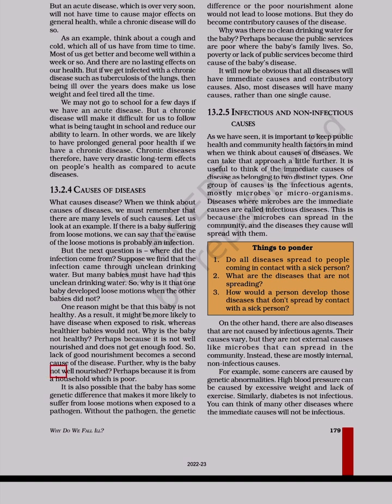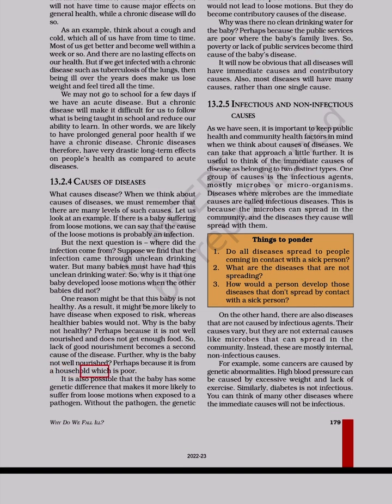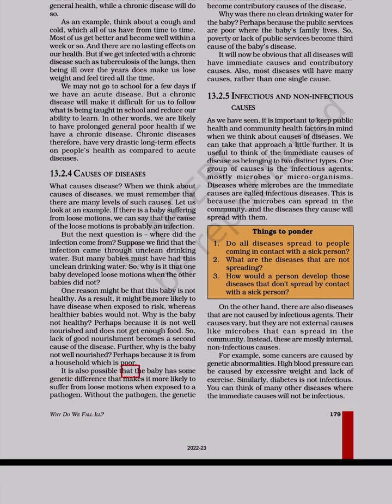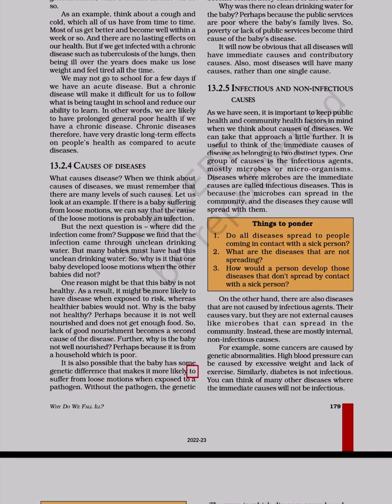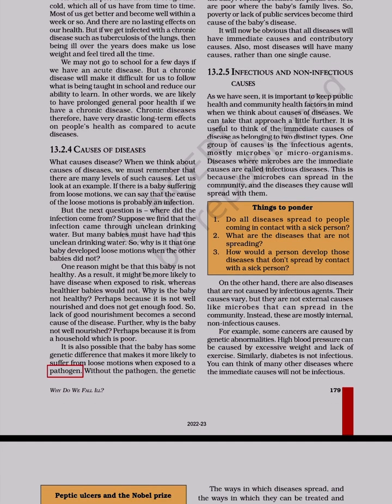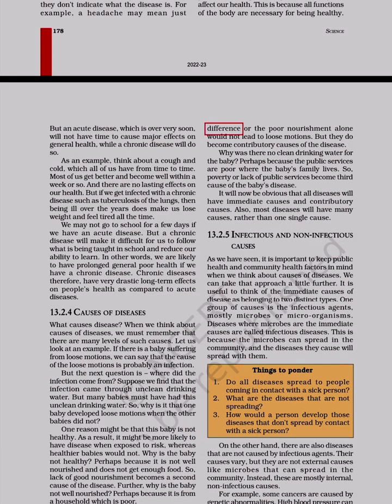Further, why is the baby not well nourished? Perhaps because it is from a household which is poor. It is also possible that the baby has some genetic difference that makes it more likely to suffer from loose motions when exposed to a pathogen. Without the pathogen, the genetic difference or the poor nourishment alone would not lead to loose motions, but they do become contributory causes of the disease.